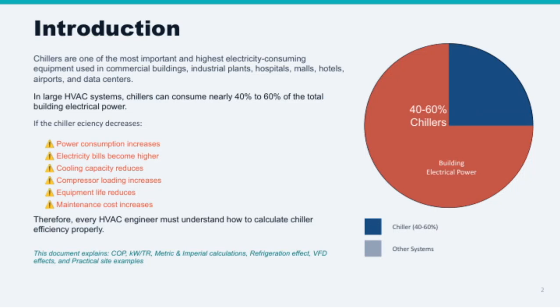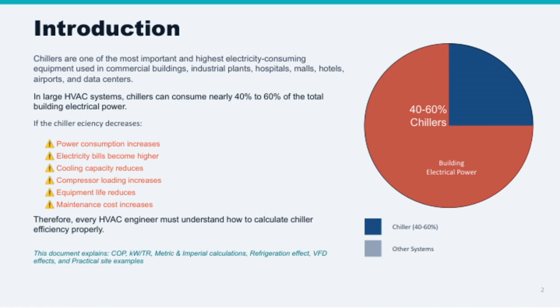Today, we're diving into how to properly calculate chiller efficiency, a must-know for every HVAC engineer. When efficiency drops, power consumption goes up, electricity bills rise, cooling capacity falls, and compressors work harder. That means shorter equipment life and higher maintenance costs.